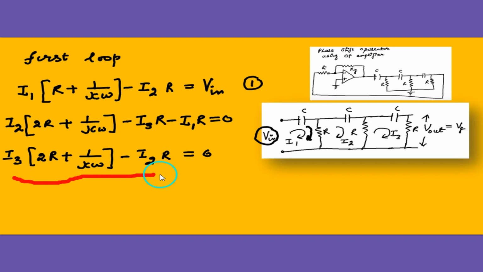Now we are writing the Kirchhoff law for the third loop. This one is the third loop. There are three elements, R, C and R. There are two R's, so that is here. The capacitor is here, 1 over jCω. For I3 it is always positive, as I3 is flowing up through R, but I1 is flowing down, so it is taken as negative. There is no battery in the loop, so it is equal to 0.